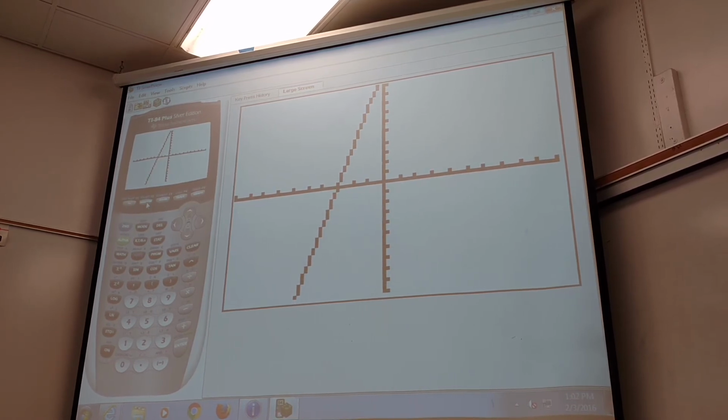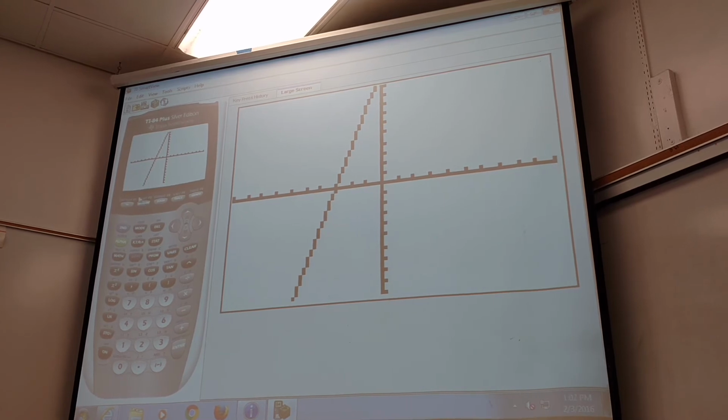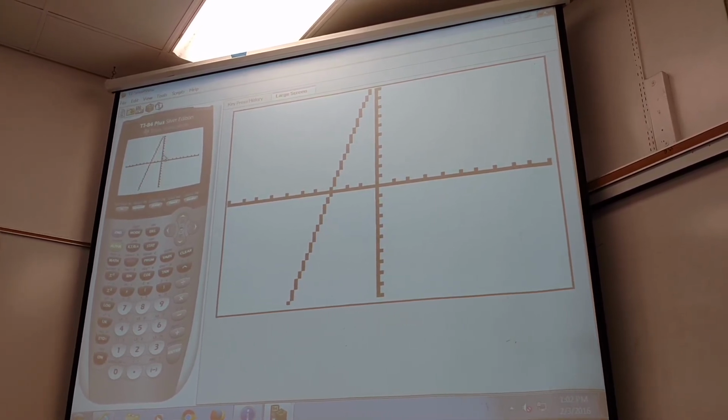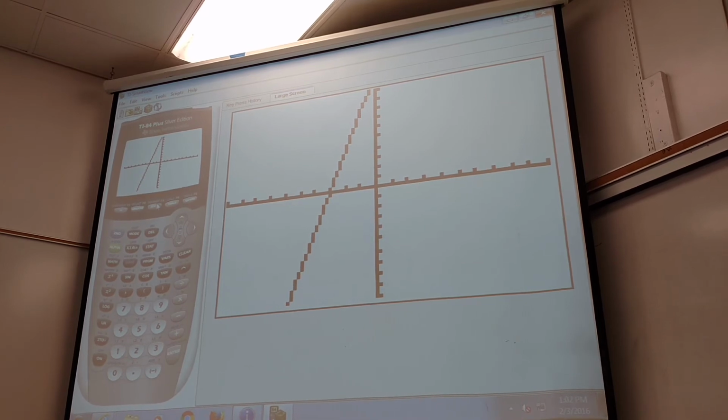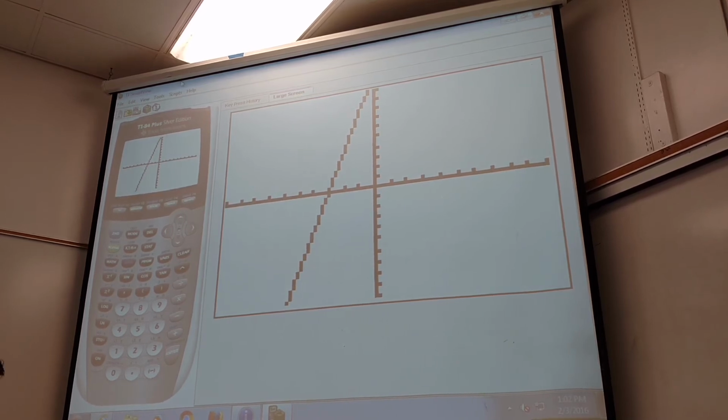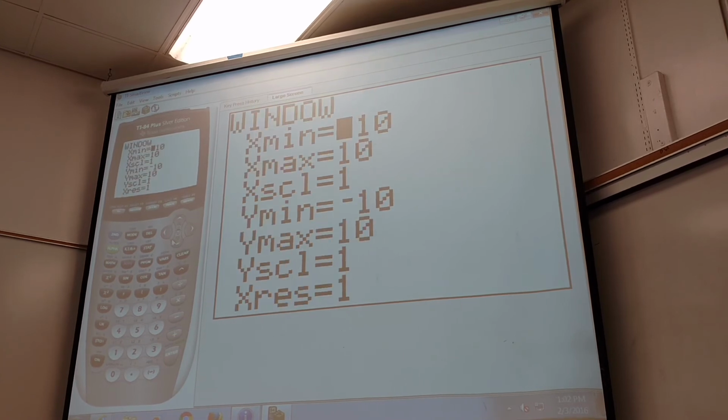Yes. So let's change my window. So go to my window right here. If you're playing along with me, have you got this here? Yes. All right, if you don't, you can hit zoom 6 to always bring it back to 10 by 10. That's a good starting place. But now I need to look further up, don't I? Because I don't know where 3 is. So let's change my window.